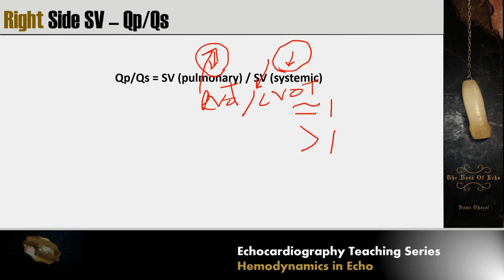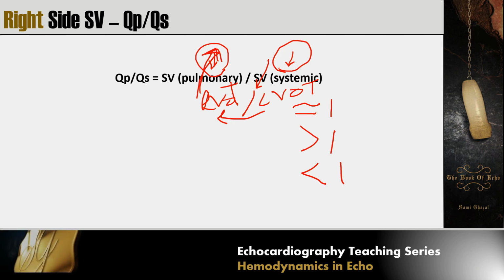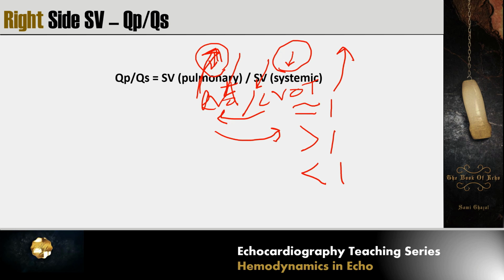So if it is more than 1, it means there is more blood leaving the RVOT than leaving the LVOT. So that excess blood must have shunted from left to right. So there is a left to right shunt. However, if it is less than 1, it means there is more blood leaving the LVOT than blood leaving the RVOT. So this is shunting from right to left. So we call it right to left shunt.